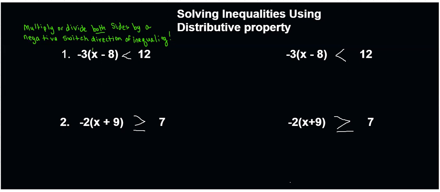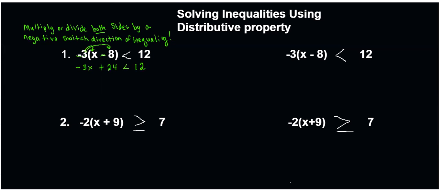So I've got a negative times a positive x, that's a negative. 3 times x is 3x. And then I've got a negative times a negative, which is a positive, and 3 times 8 is 24. So I took that 3 and multiplied it by everything inside the parentheses. And then I got 12.